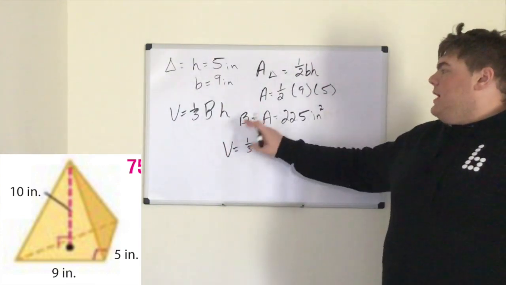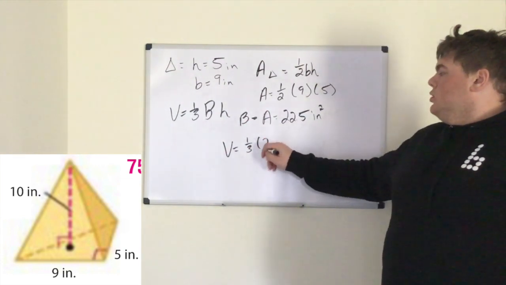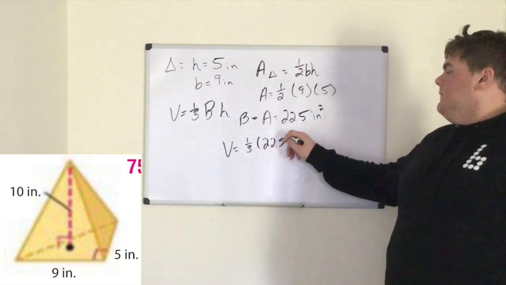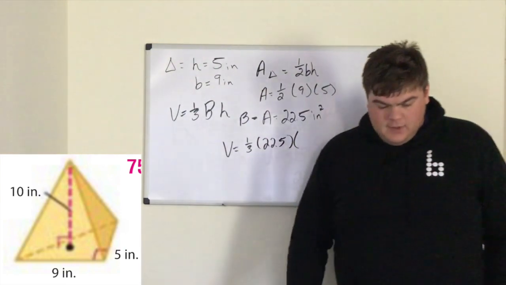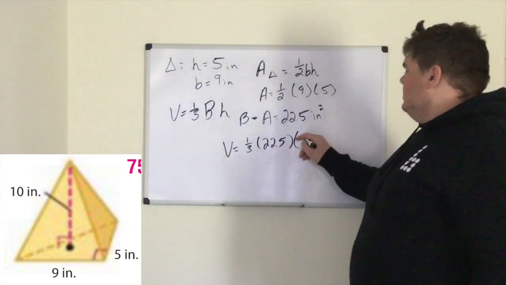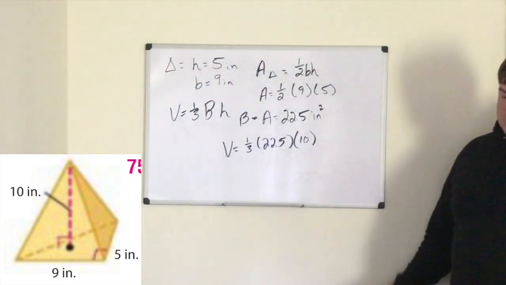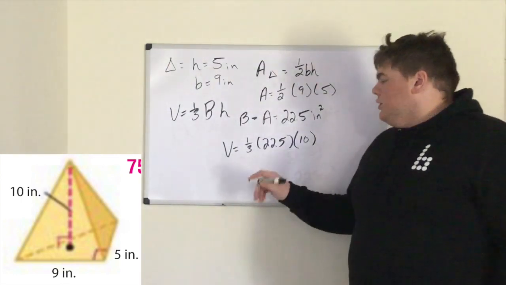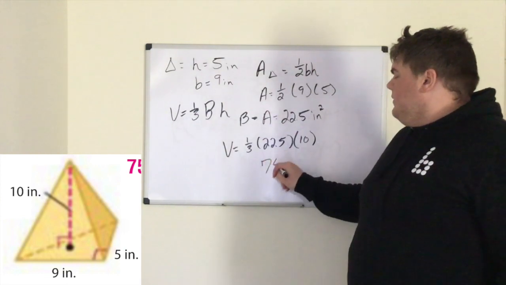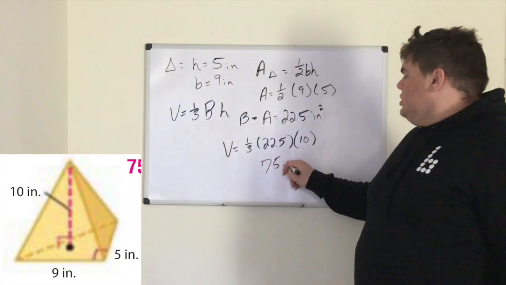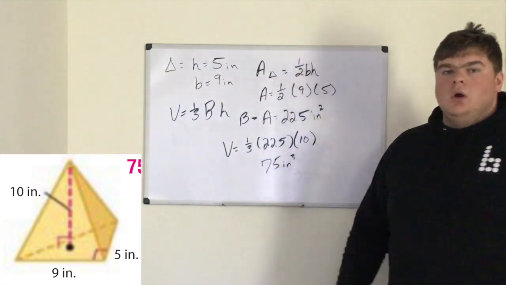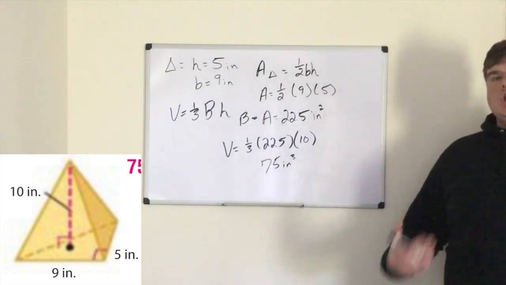We have base is 22.5. And the height of our pyramid there is 10 inches. So when you run this through a calculator, you should get 75 inches cubed, or a lot of times you'll hear it called cubic inches.